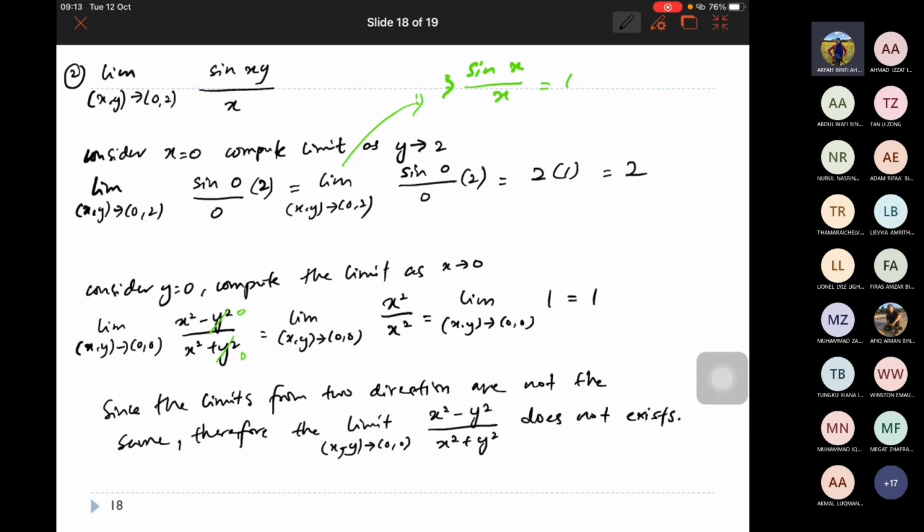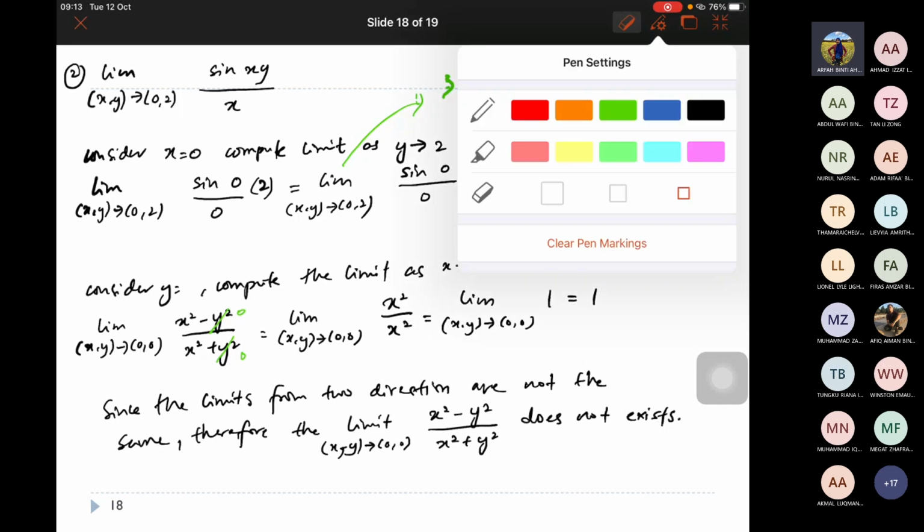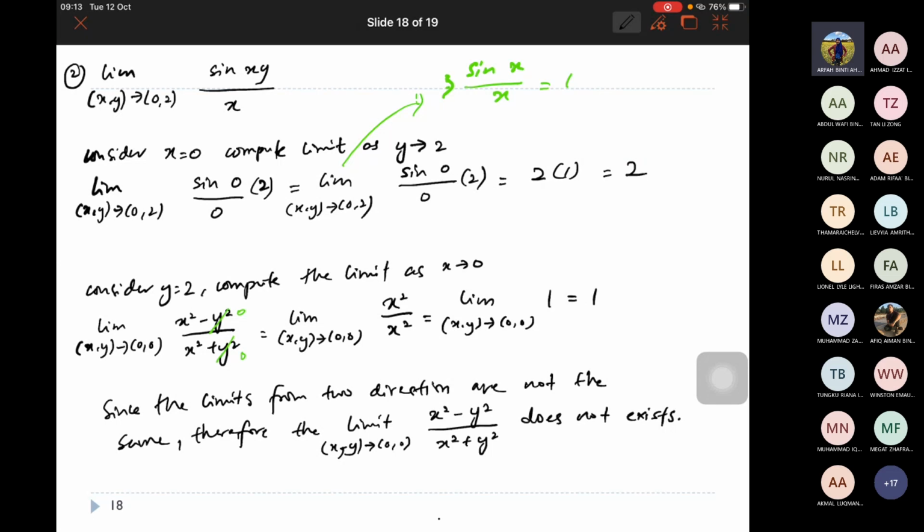Okay. So this is the limit as y approaching 2 when x equals 0. So for the second one, consider the limit when y equals 2. Compute the limit as x approaches 0. Okay.